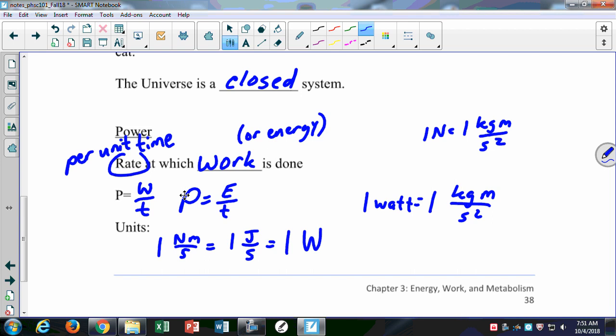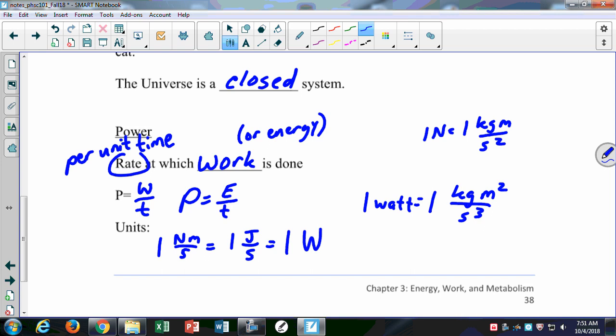But then I have another, that's just newtons. I have another meters, and then I also have another seconds. So this is going to be seconds cubed. Okay? So that's how you find the basic SI units.